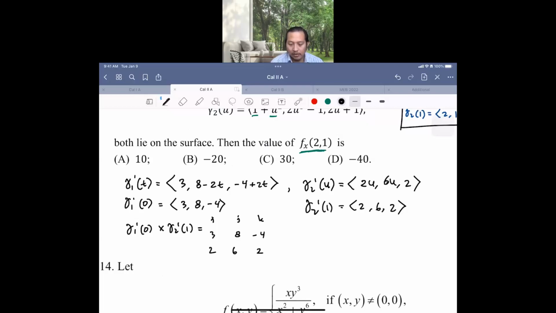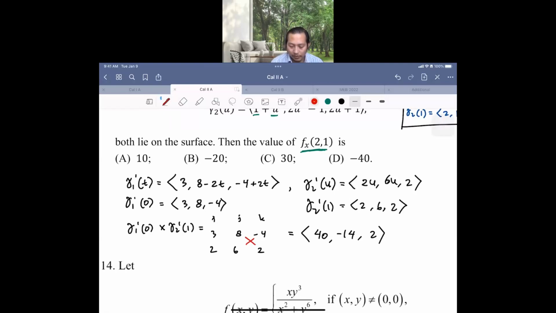So 16 minus 24 is negative 40. And then 6 minus 8 is negative 14, sorry, it's supposed to be 14. And 18 minus 16 is 2. This is from here and from here. I hope you get the cross product. I skipped some process to directly write the result here.